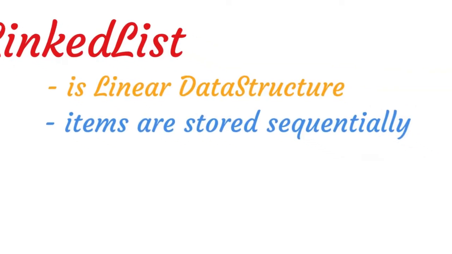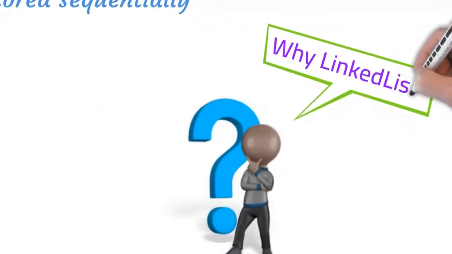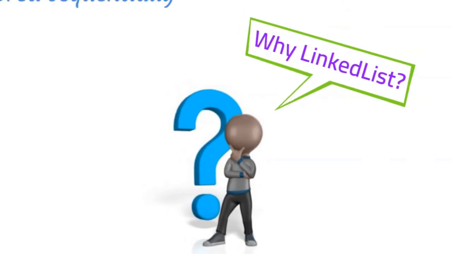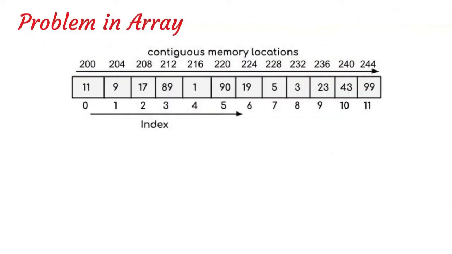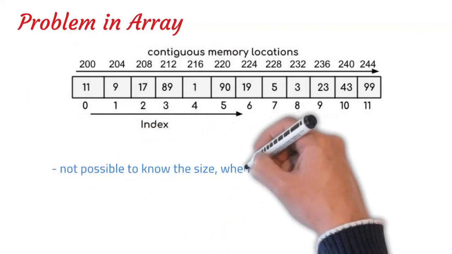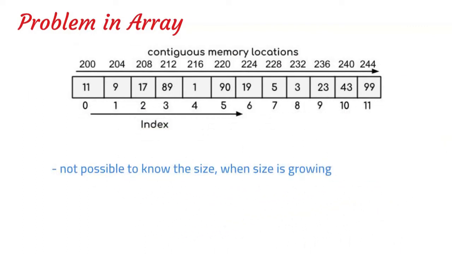First, let us understand why we need this another linear data structure when array can give all the required functionality. The main problem with array is we need contiguous memory allocation before usage. It is not always possible to know the size before, and the collection size is ever growing in some cases.